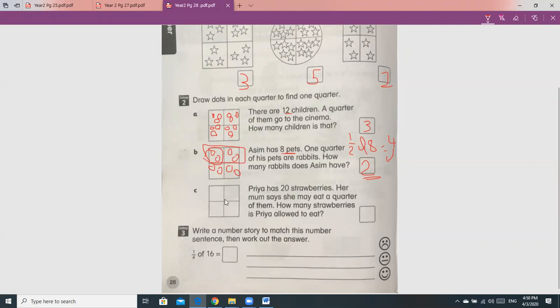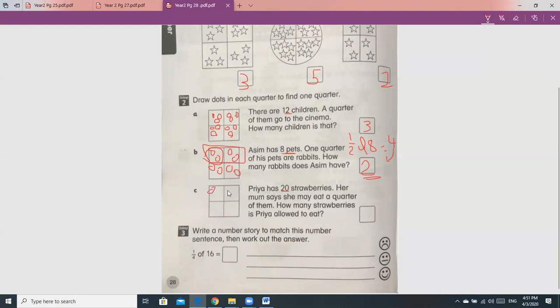Okay. Faria has 20 strawberries. Her mom says she may eat 1/4 of them. How many strawberries is Faria allowed to eat? So her mom said to her, you can eat 1/4 of these 20 strawberries. So how many will she eat? Let's divide this 20 into the 4 parts to know how many she will eat.